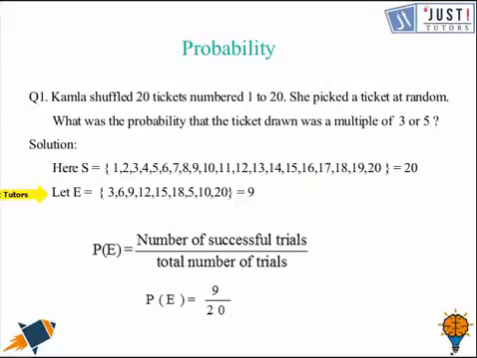And the events, that is the successful trials, will be either a multiple of 3 or a multiple of 5. So these are 3, 6, 9, 12, 15, 18, 5, 10, 20. So the total number of events or the successful trials are 9. So we write it as the numerator, and the total number of trials, 20, we write as the denominator. So this is the probability that the ticket drawn is either a multiple of 3 or a multiple of 5.